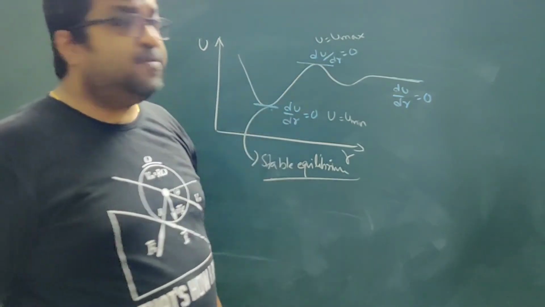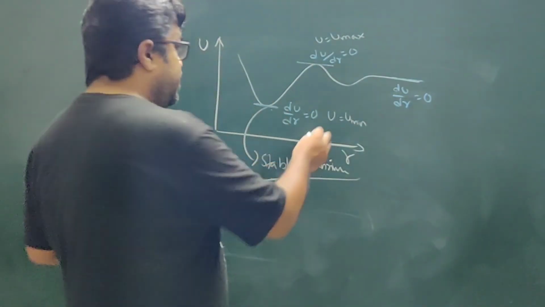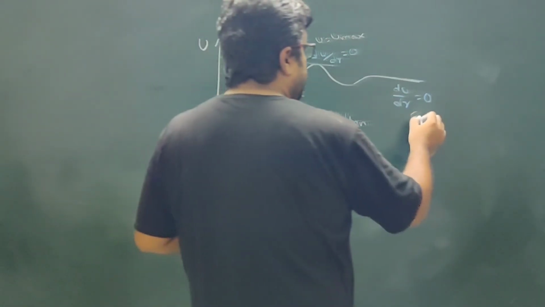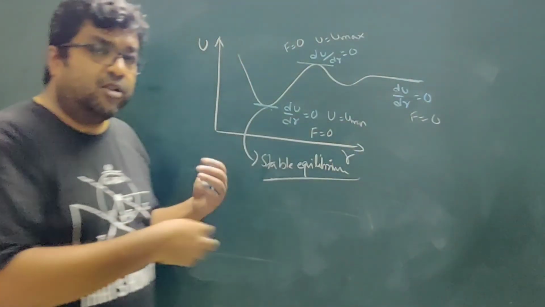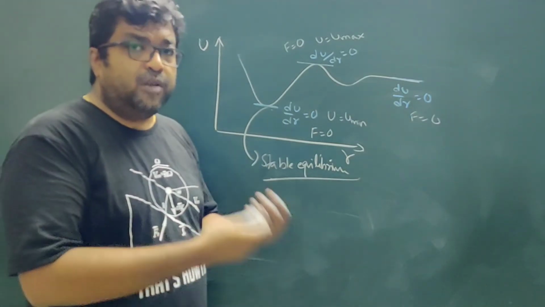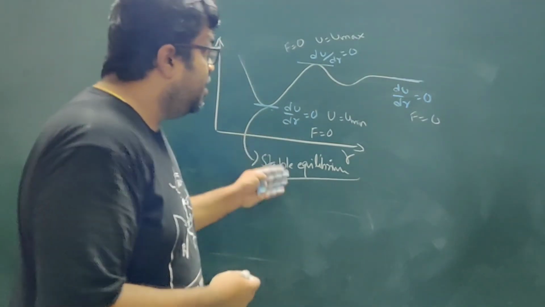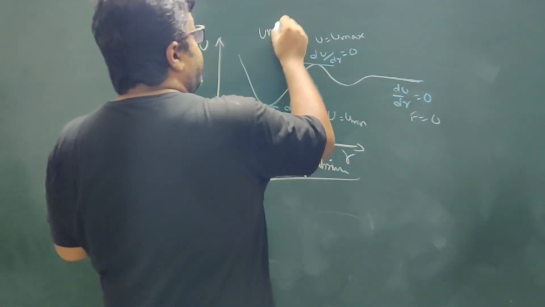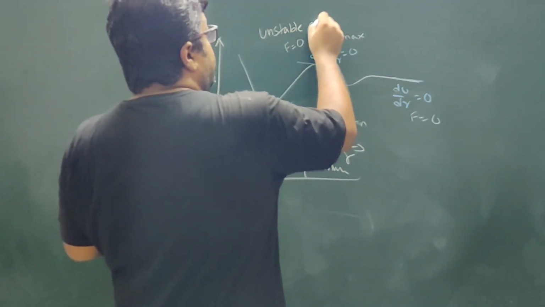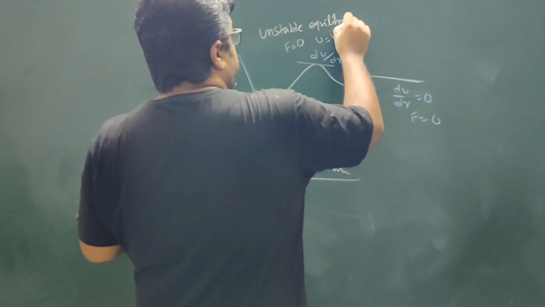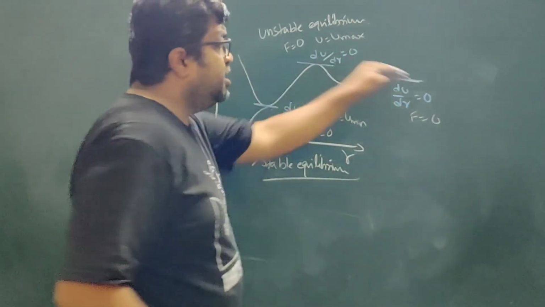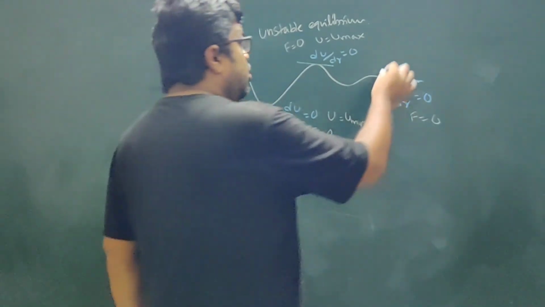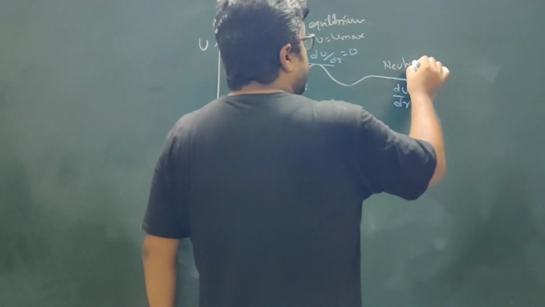When potential energy is maximum, again force is 0. See here force is 0, here force is 0, here also force is 0. So all the 3 locations belong to equilibrium condition. But here it is stable equilibrium, here where potential energy is maximum, it is unstable equilibrium. And this horizontal, flat part is called neutral equilibrium.